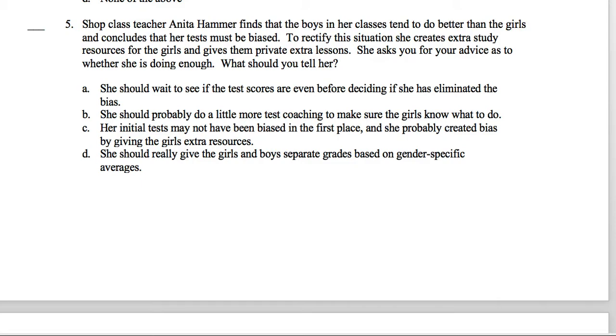And the correct answer in this case is C, that her initial tests may not have been biased in the first place, and she probably created bias by giving the girls extra resources. Now, I'm not trying to be sexist here or anything like that, but it could be that boys do better in shop class just because this particular group of boys is more interested in stuff and working and building things and so on than the girls were.